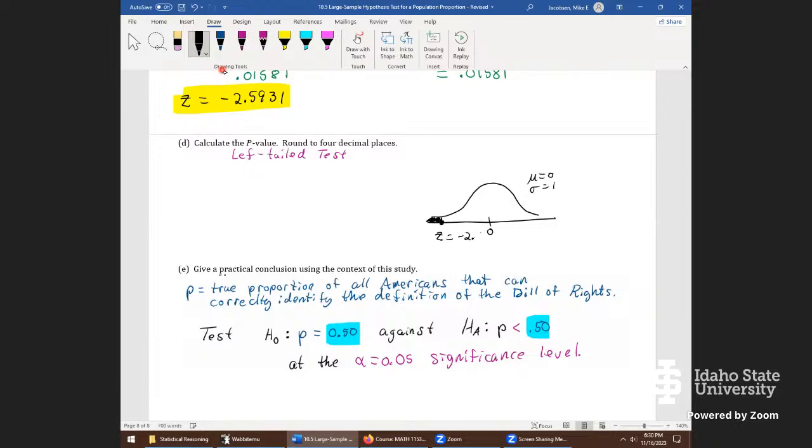The Z is negative 2.5. Let me try again. Z equal negative 2.5931. So now with this picture here and the shading, this implies that the p-value will be the probability that X is less, in the left tail test, than the Z test statistic, negative 2.5931.